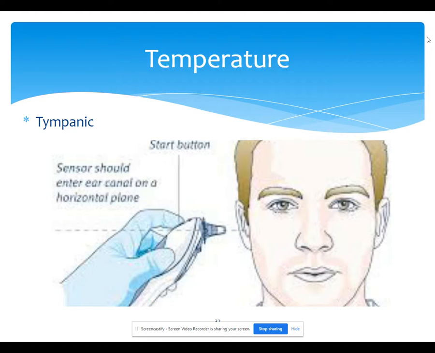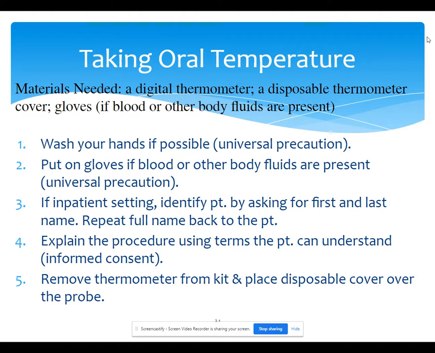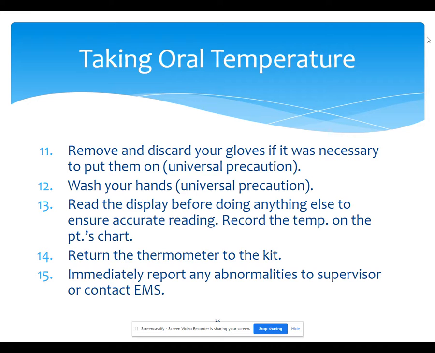Tympanic in the ear. I'm sure you've all had that done at some point at the doctor. Oral is the traditional under your tongue. Wait for the beep. You've all been to the doctor. They tell you, hey, I'm going to take your temperature, this is going to go under your tongue. They check your name and get consent. Make sure there's a disposable cover. Have the patient discard it. Also, make sure they haven't been drinking anything in the last 15 minutes. Then you wait for the sound or flashing light, whatever it is, and then dispose of the cover. Now read it, return the thermometer, and then report anything abnormal.